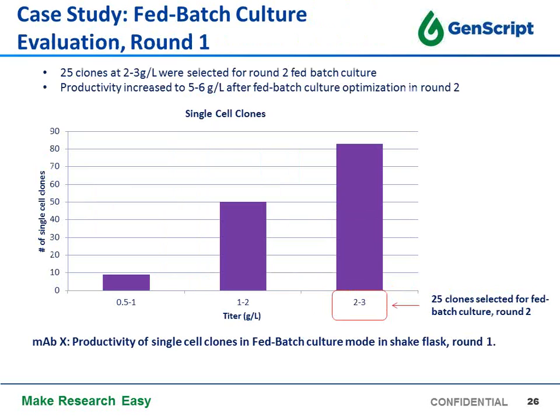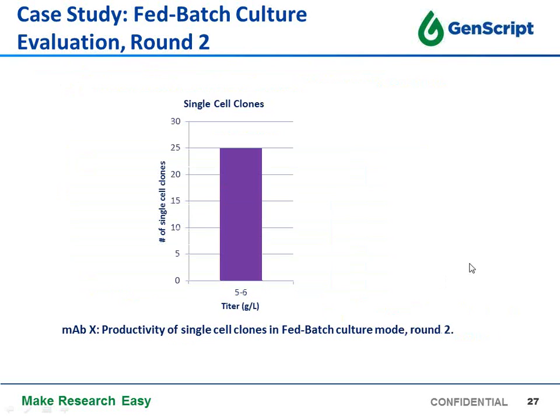So in the feedback culture round 1, as you can see from this result, most clones exceed 1 gram per liter expression level at this stage, with antibody titers as high as 3 gram per liter. And from this point, 25 clones with the highest titers were chosen for the second round feedback culture. After the second round feedback culture, the expression level could achieve 5 to 6 gram per liter. So this is our endpoint.